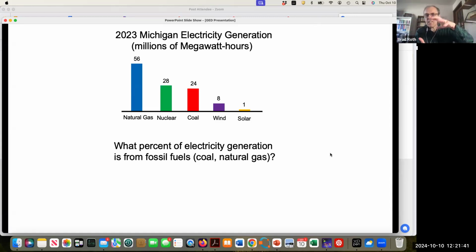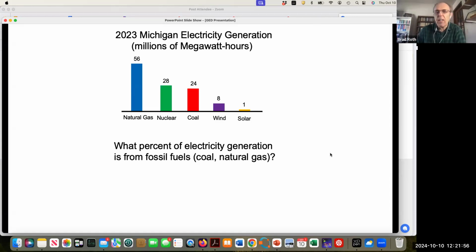They're going to give you a little text with some data given and maybe a plot like this, and they're going to ask you to interpret it. So they might say, what percent of electrical generation is from fossil fuels? And you just need to be able to interpret these values and figure out the percent.